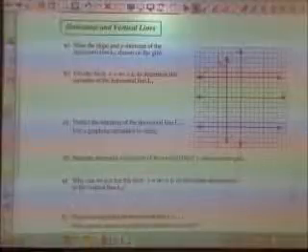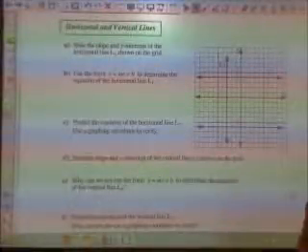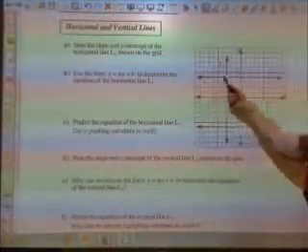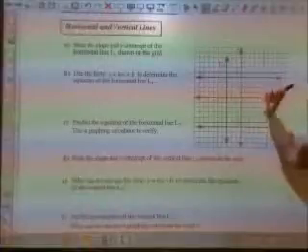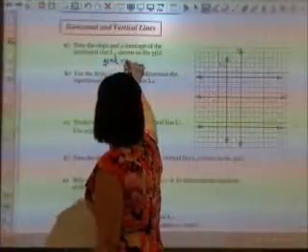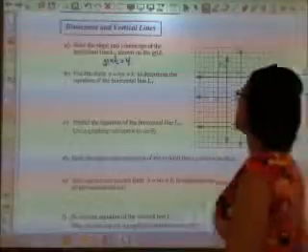Okay, horizontal and vertical lines. Take a look at L1. What is the y-intercept of L1? 4, okay? So the y-intercept is 4. What is the slope of this line? Rise over run. 0. The slope is 0.